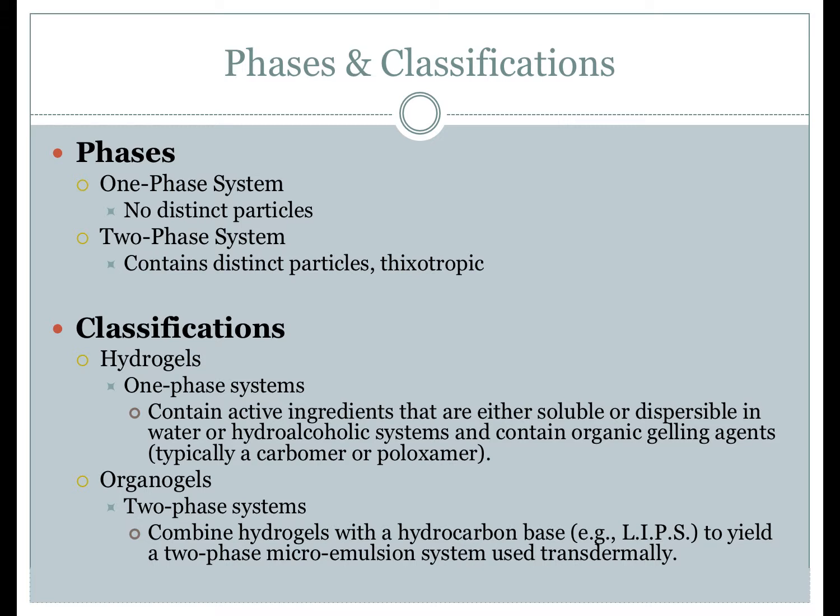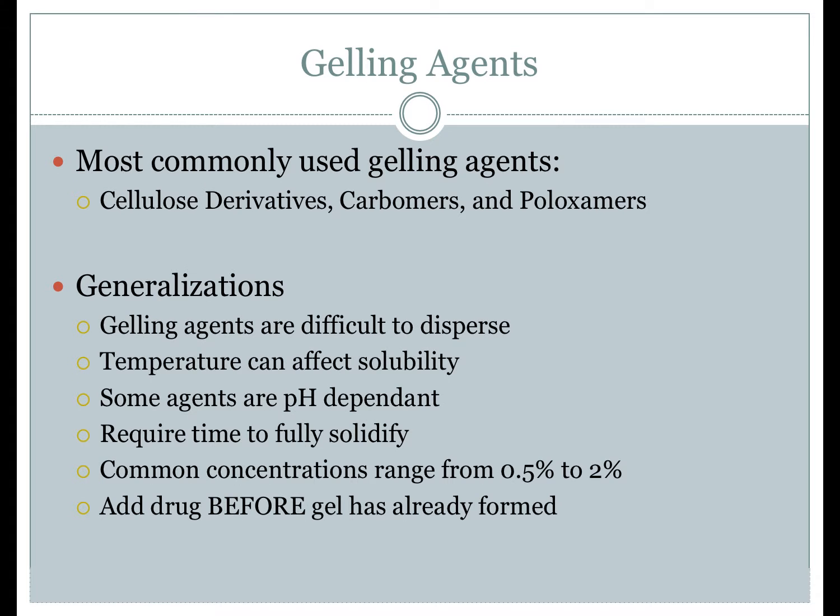To summarize, gels are classified either as hydrogels, when they only contain water, alcohol, and gelling agents, or as organogels, when the hydrogel has been combined with an additional hydrocarbon base. The three main classes of gelling agents used are the cellulose derivatives, the Carbomers, and the Poloxamers. Before going into detail individually, there are 6 generalizations that can be made about all gelling agents.